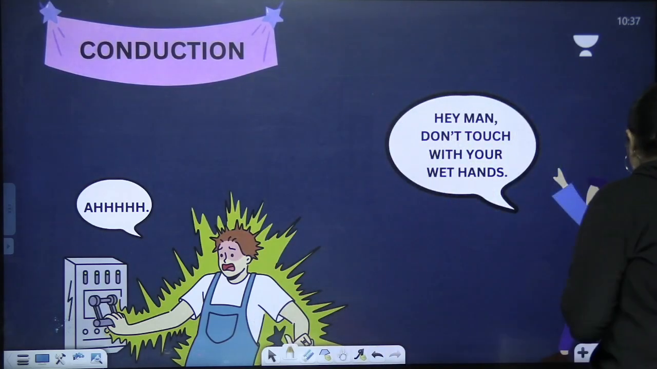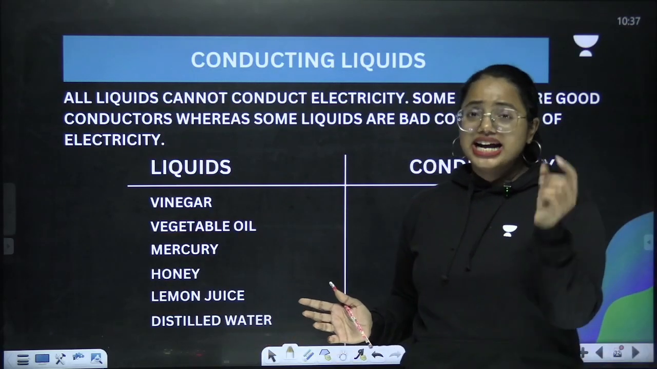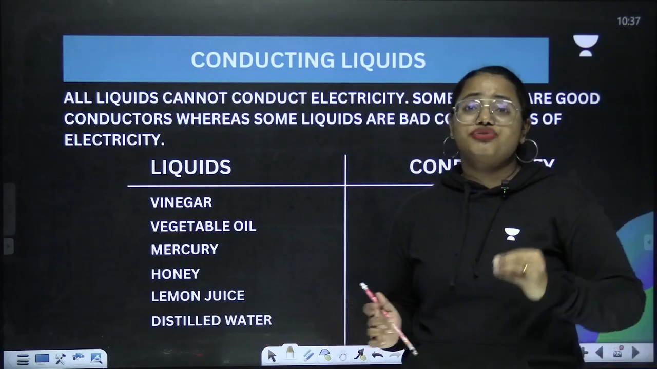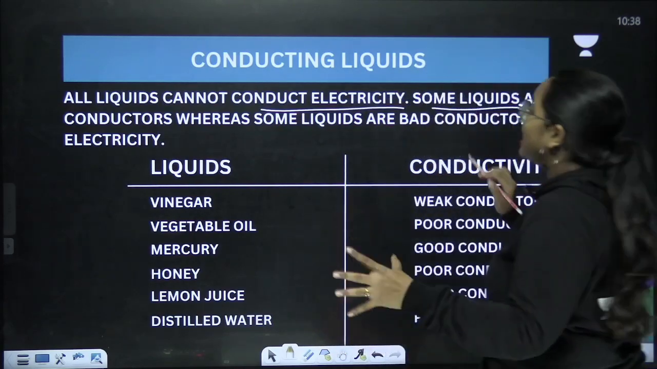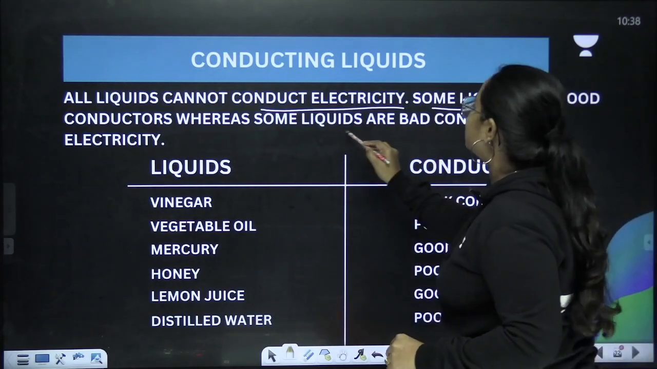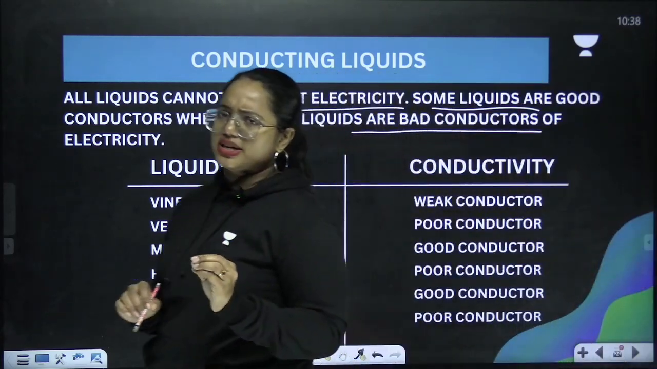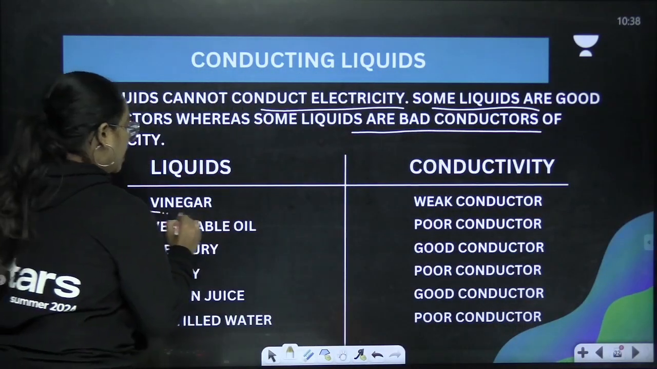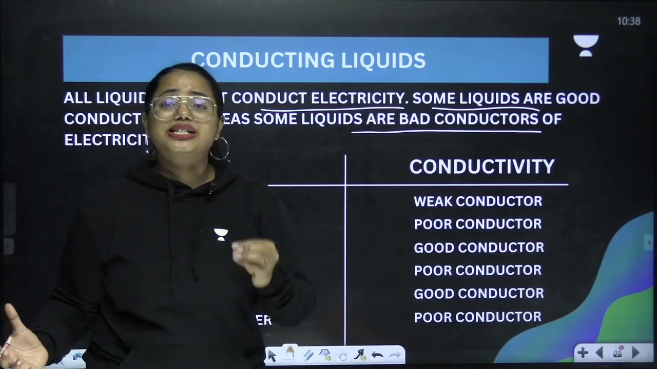And now we are going to talk about conducting liquids. I told you, right? Conducting liquids can be of different types. All liquids cannot conduct electricity. Some liquids are good conductors, whereas some liquids are bad conductors of electricity. So let's take some examples here. Vinegar is considered a weak conductor. It is a conductor, but a weak conductor.